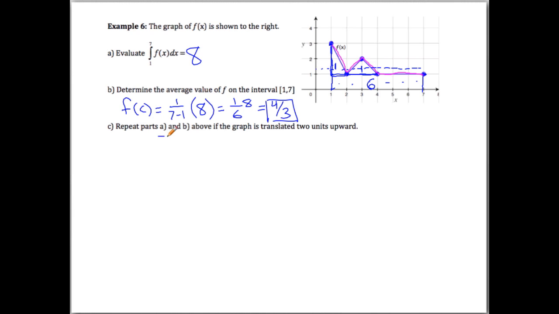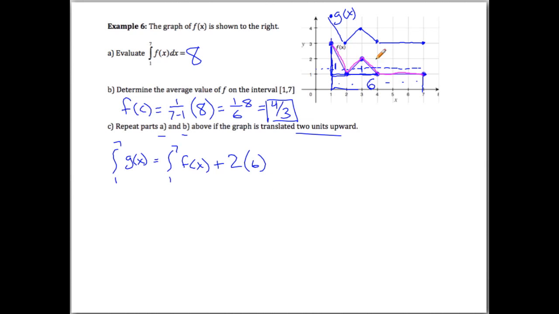So repeat parts A and B above if the graph is translated 2 units upwards. Okay, so now this whole thing gets shifted 2 units upwards. And we'll just call this function g of x. So what would be the integral from 1 to 7 of our g of x now? Okay, well, all it really did, we still have this amount of area, so it's still going to be from 1 to 7 of f of x. And all we're going to do is add on 2 times 6, which would be the area of the extra rectangle that gets added on there. And so this would actually turn out to be 8 plus 12, or 20.